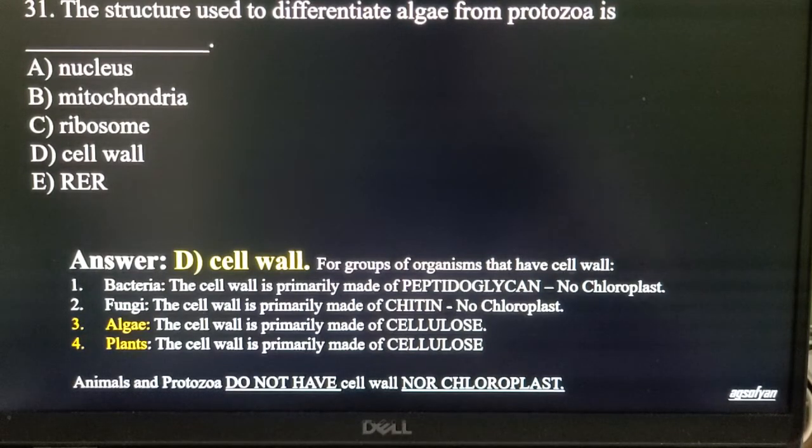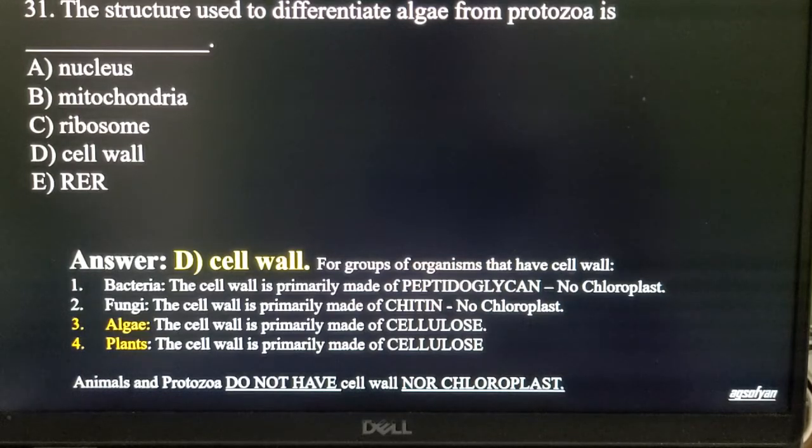Now, if you look at the groups of organisms that have a cell wall, two of them have chloroplast, which is algae and the plant. So only algae and plants are able to produce their own food. So they are considered autotrophs. Auto means self, troph means food. They are able to produce their own food.